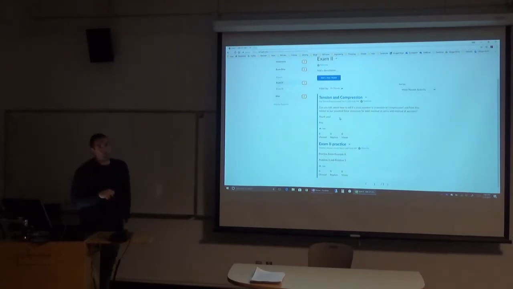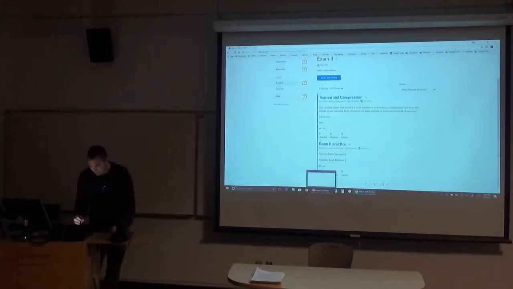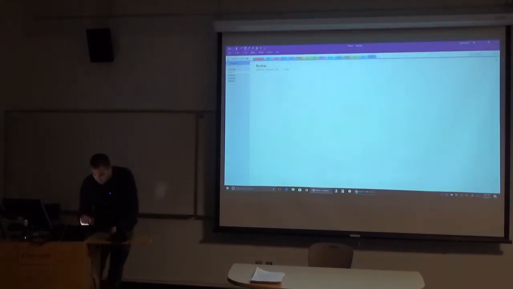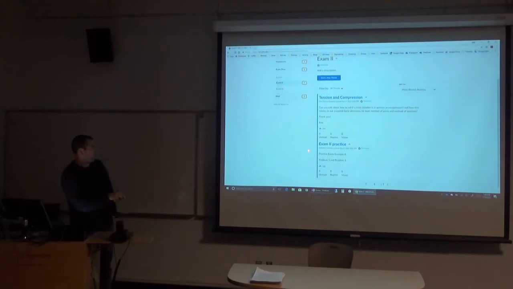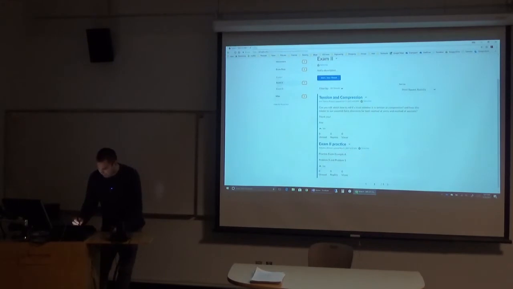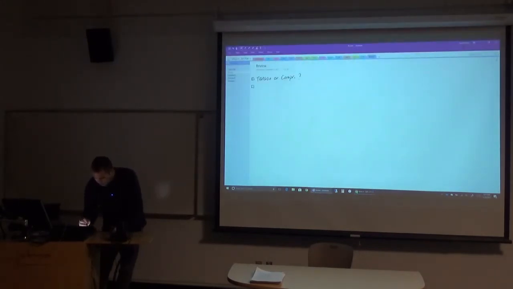One is simply, when you're looking at a truss, how do you know if a member is in tension or compression? We'll definitely talk about that. That's not going to take very long. That's going to be question number 1. And then a couple specific questions about practice exam A, problems number 3 and 5. So I'll write those down: exam A.3 and exam A.5.